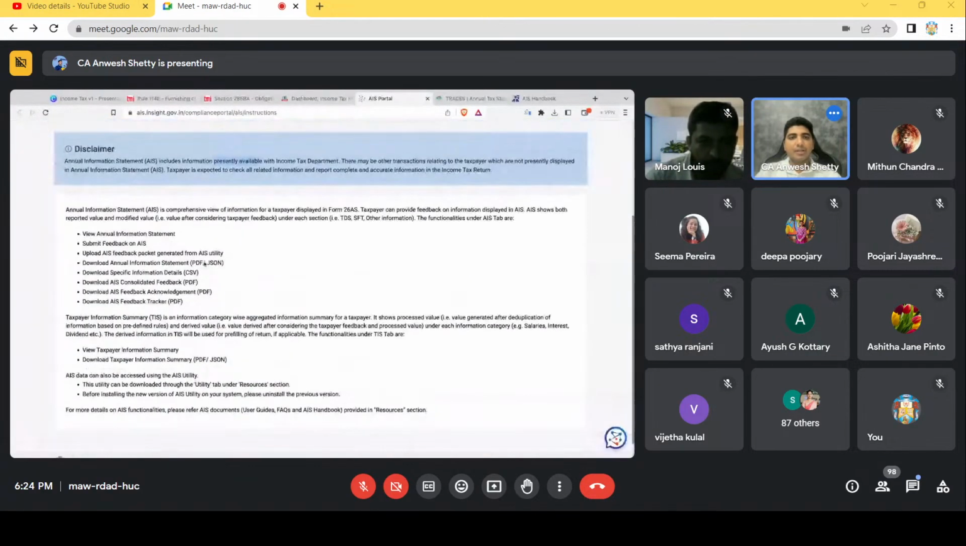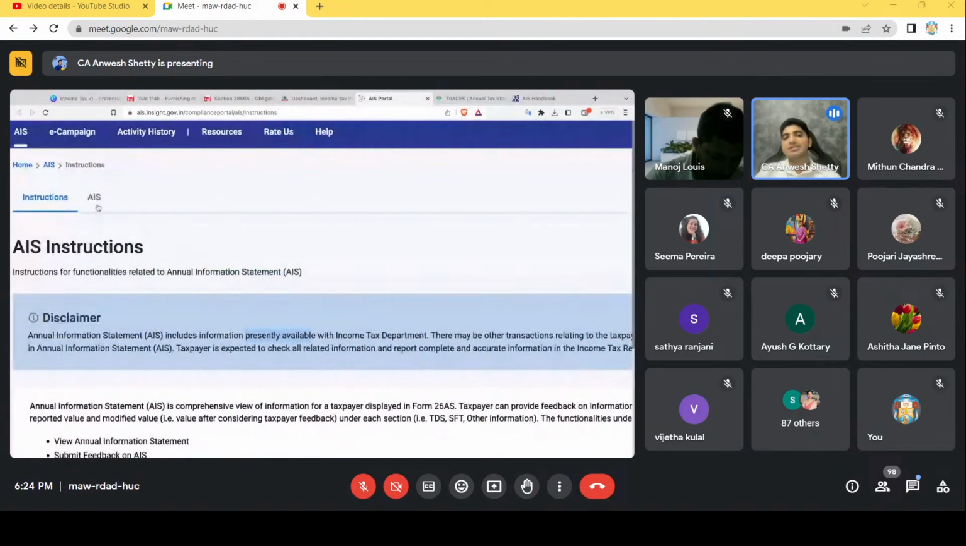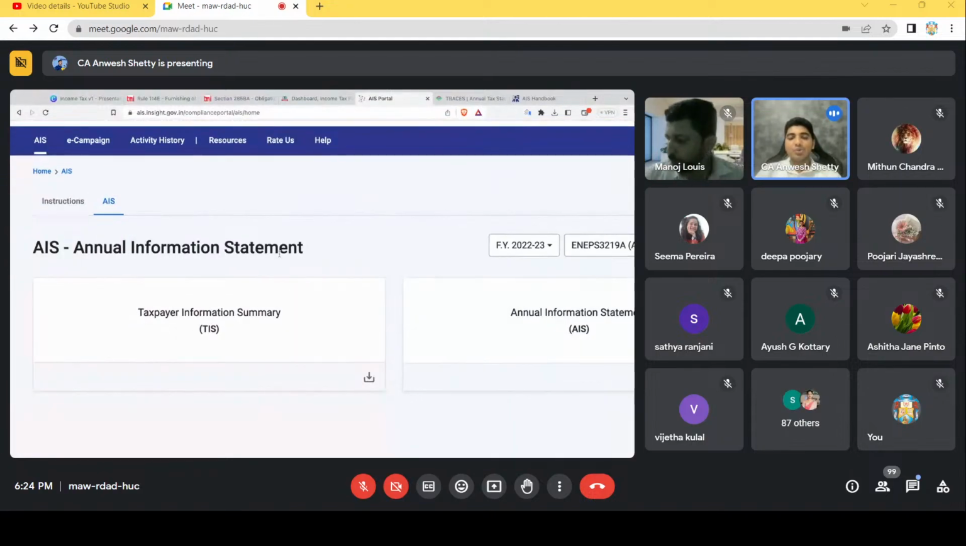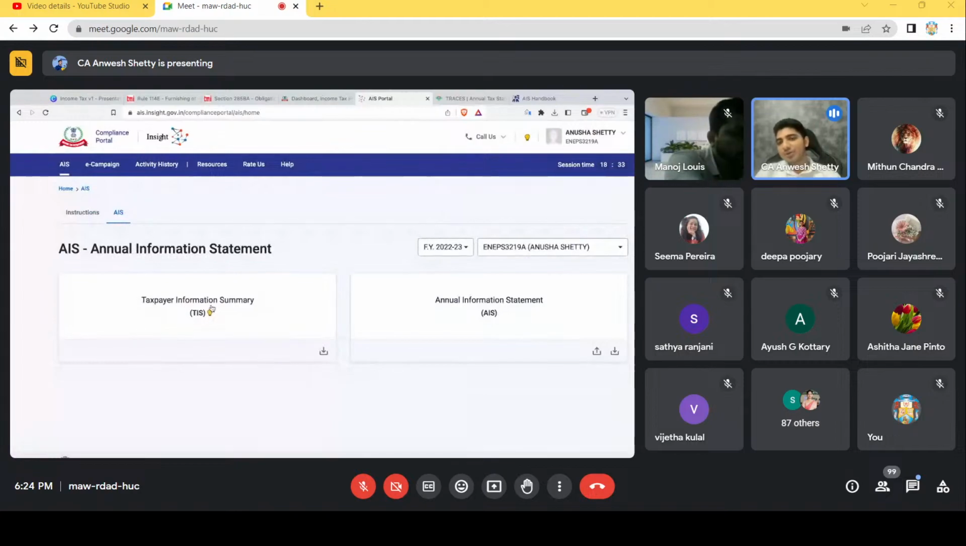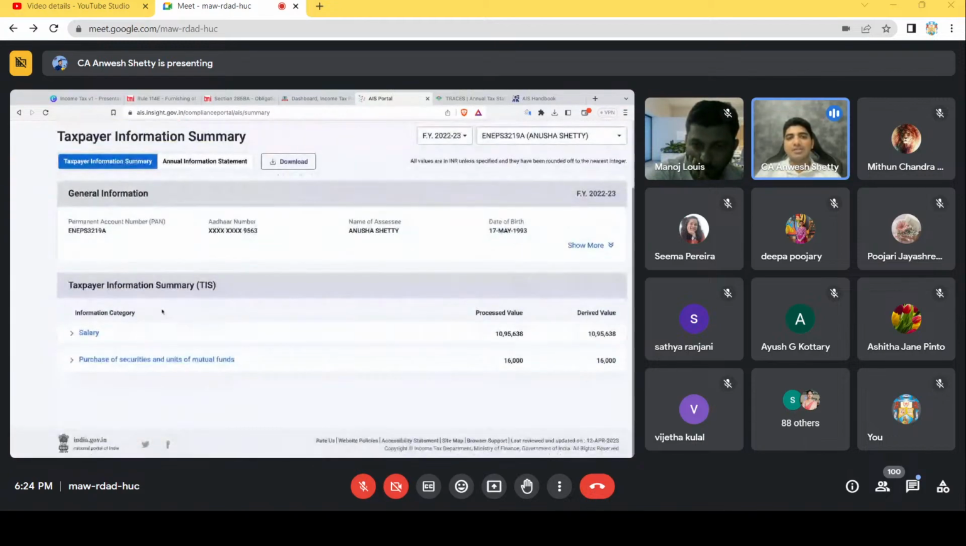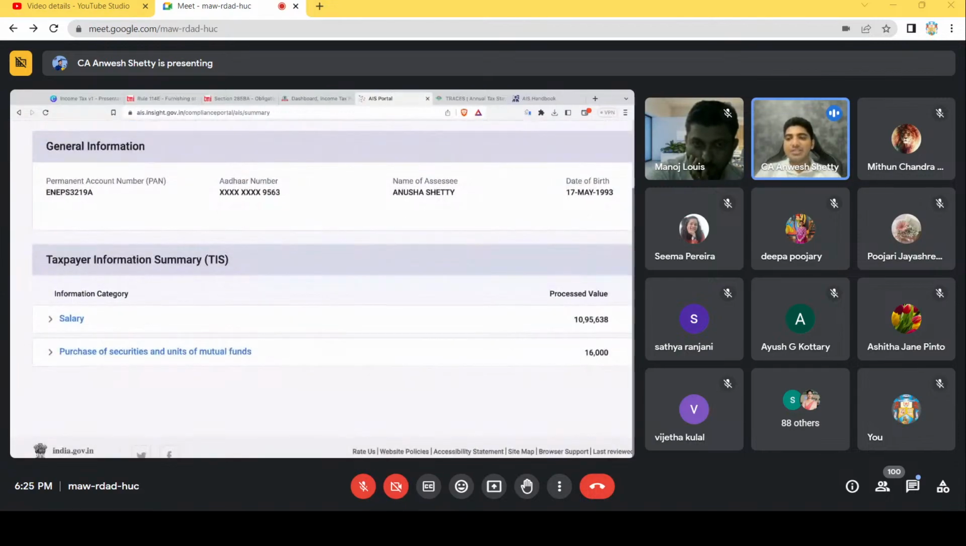Now let us go and access our AIS. How do I access it? Next to the instruction button, there is another button called AIS. Once I click on AIS, as I told you, there are two transactions. One is the tax information summary, and one is the annual information statement. If I click on tax information summary, this will talk about what income details will be pre-filled in my return.